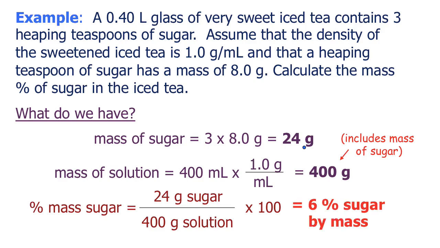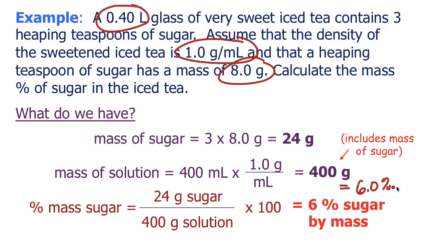Probably we should express that to two significant figures, because if I look up here, I see that I have two significant figures for all of my numbers. So let's say that it's really equal to 6.0% sugar by mass.